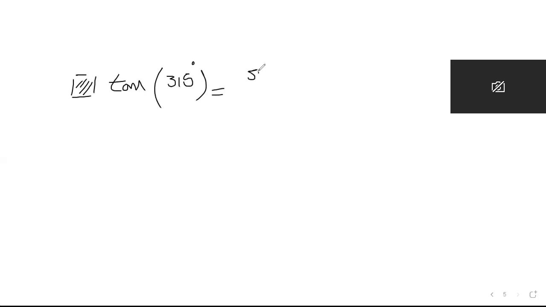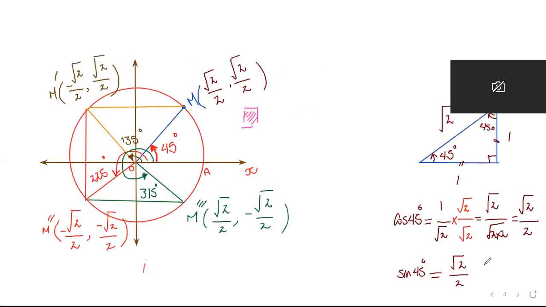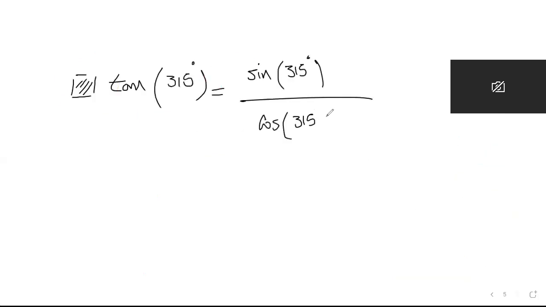That's right. We know that the definition of the tangent is sine of the angle 315 over the cosine of the same angle 315. Yes, Ella. It's -1. That's right. Look at this. What is the sine of 315? That's right.